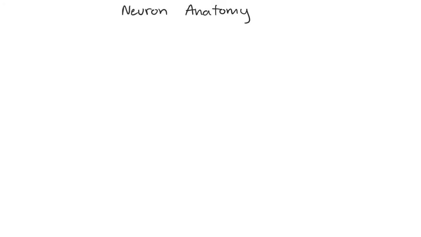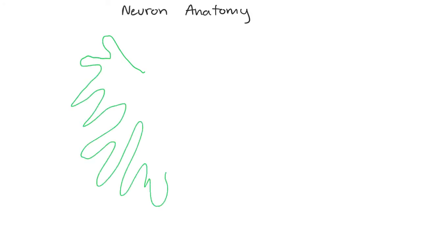Okay, so we're going to start on the microstructure with neuron anatomy. We're going to draw a neuron, which we have done before, but we're going to add a little more detail to it this time. Okay, so I'm going to start with just these weird little branches here.